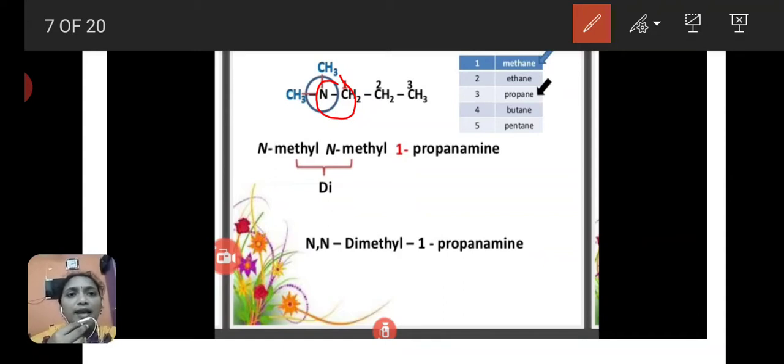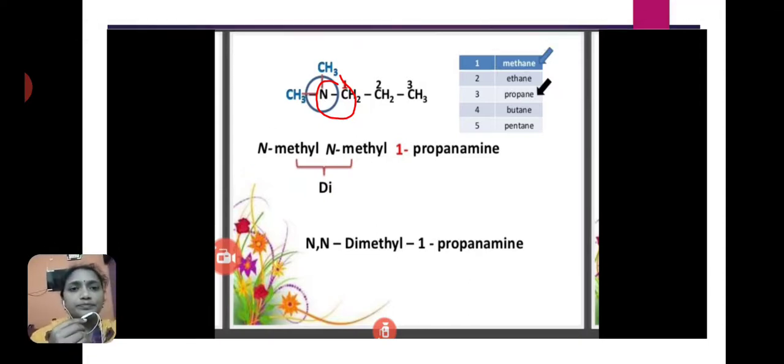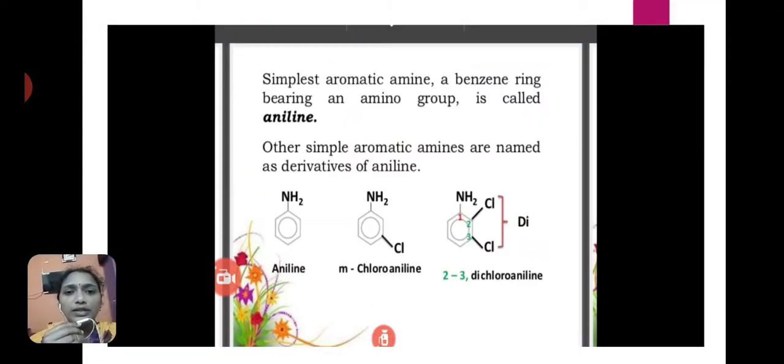And these two are the substituents, N-methyl N-methyl 1-propanamine, or N,N-dimethyl 1-propanamine is also correct. Nitrogen has 2 methyl groups, so N-methyl N-methyl 1-propanamine, or N,N-dimethyl propanamine, whatever it may be, both are correct. Okay, that is about nomenclature and how to give names to the primary amines, secondary amines and tertiary amines.